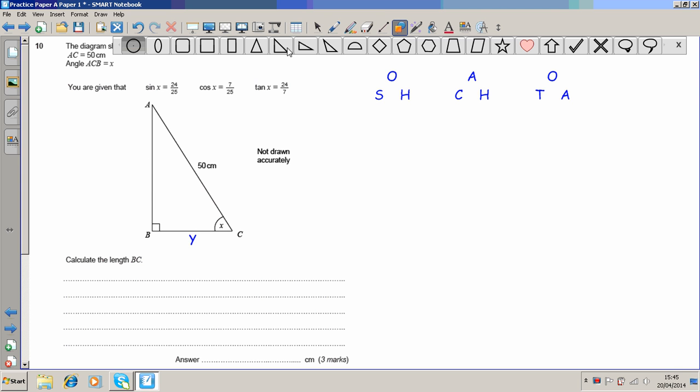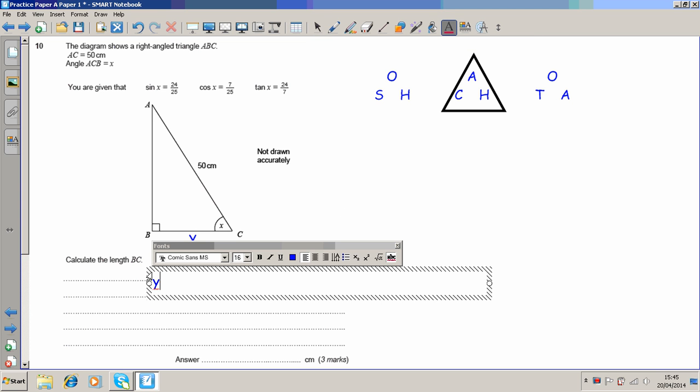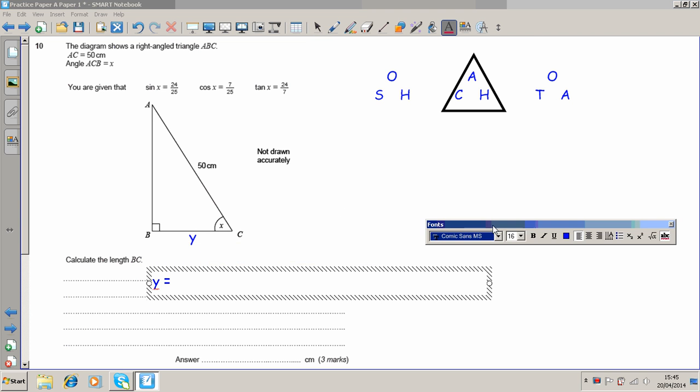So which one of these rules are we going to be using? Well, the one with the adjacent and the hypotenuse involved. That one there. Now we're working out the adjacent. So I cover adjacent up, then the adjacent is the cosine of the angle times the hypotenuse. So we're getting somewhere. y equals, y is what I'm trying to work out, cosine of the angle x. I'll put that in a bracket for now. Don't really need a bracket, but I don't want my x's looking the same. Multiplied by the hypotenuse, which is 50.